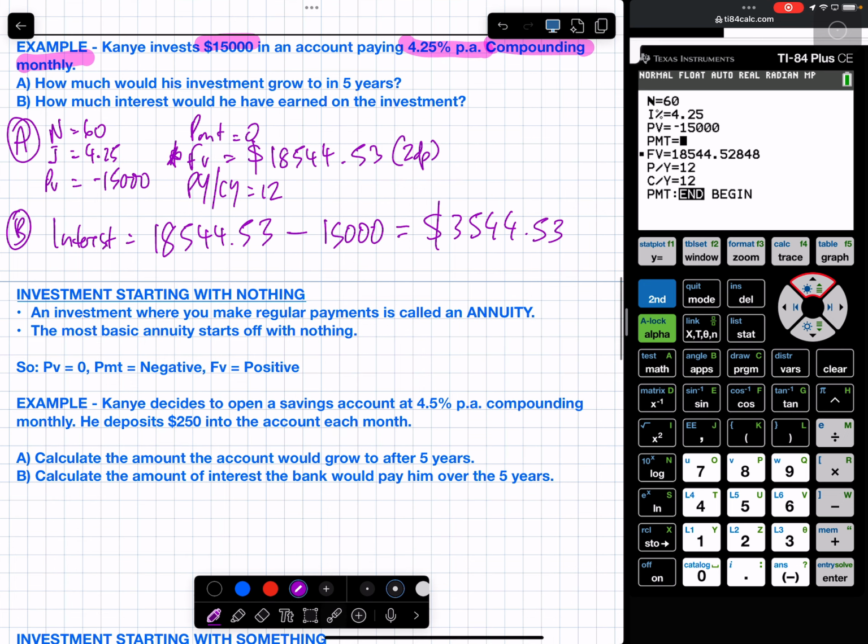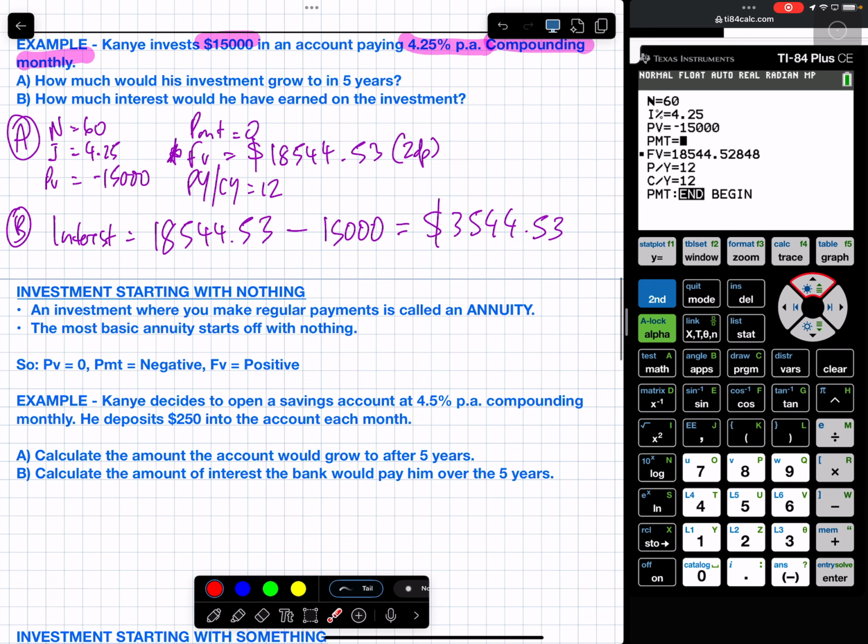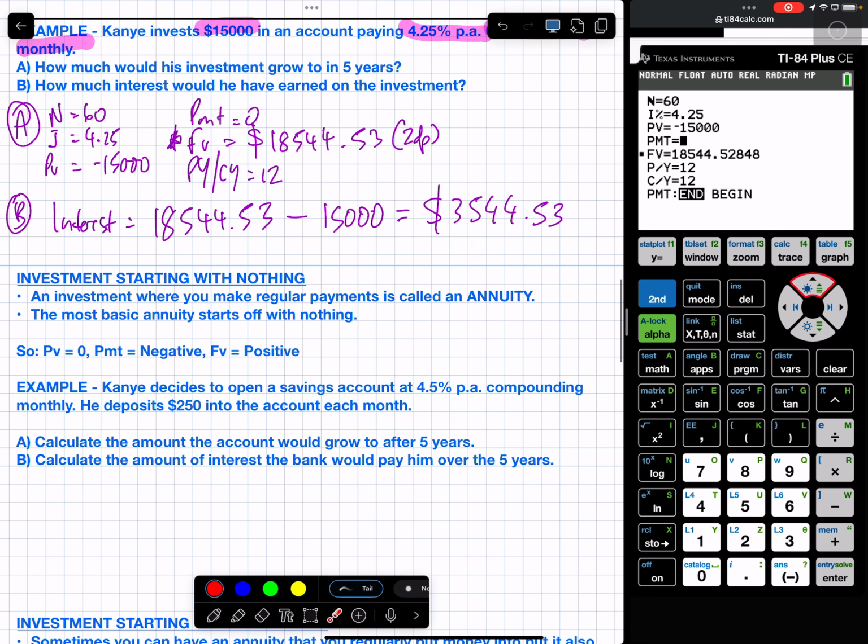So this example here, let's try an investment starting with nothing. An investment where you make regular payments into is called an annuity. The most basic annuity starts off with nothing. So what does that mean? PV is going to be nothing. PMT is going to be negative. Why? Because money's coming out of your wallet and it's going into the bank regularly.